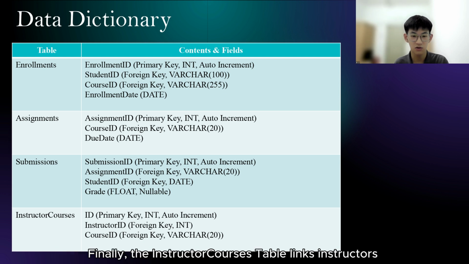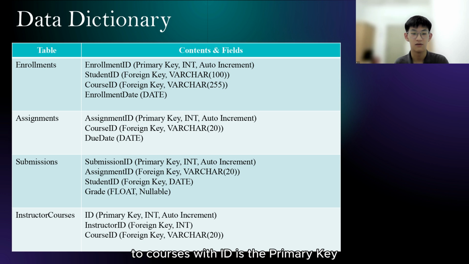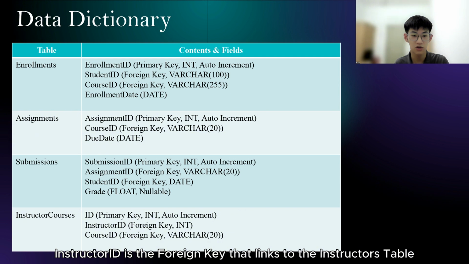Finally, the instructor's courses table links instructors to courses, with ID as the primary key, an integer that auto-increments for each record. Instructor ID is the foreign key that links to the instructor table. Course ID is the foreign key that links to the courses table.